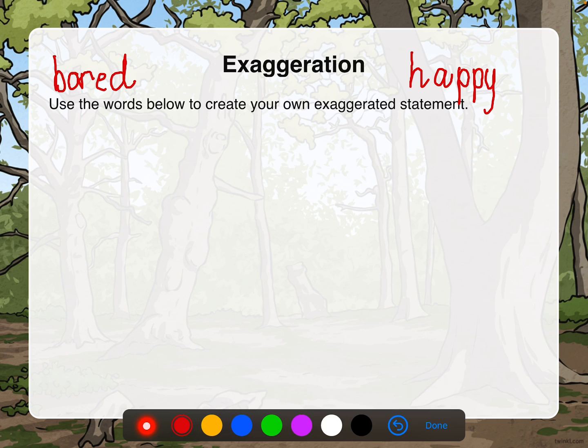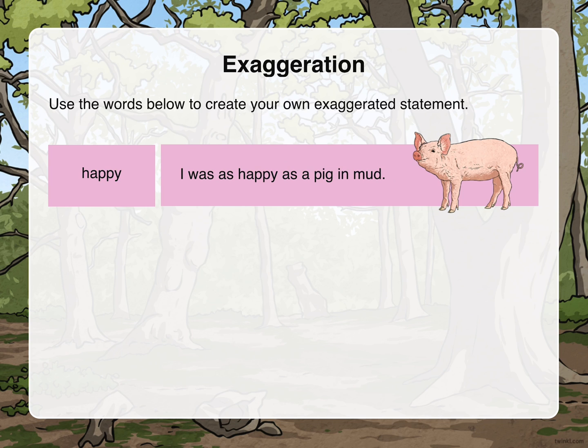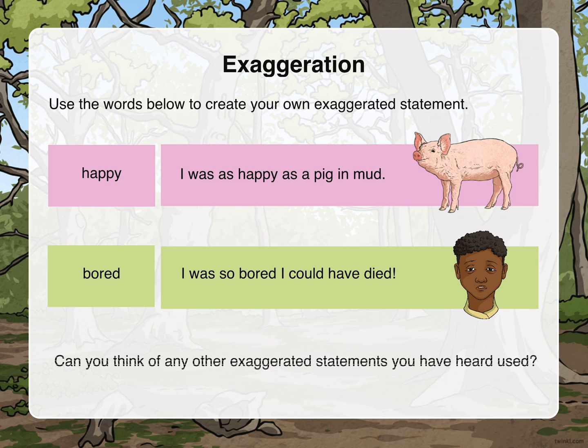Okay, boys and girls, so you should have written down some exaggerated statements or over-the-top statements for bored and happy. Now, what we're going to do is we are going to look at some of the examples that I came up with. Happy. So, I was as happy as a pig in mud. Bored. I was so bored I could have died. That's completely untrue, isn't it? A bit over the top, dramatic.